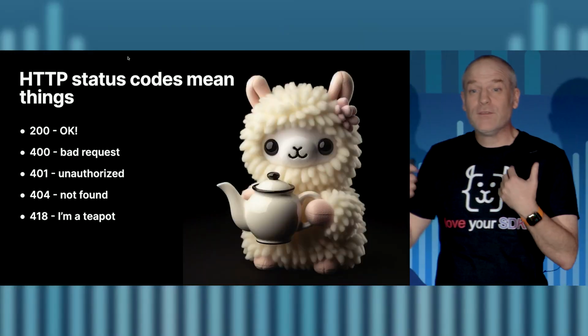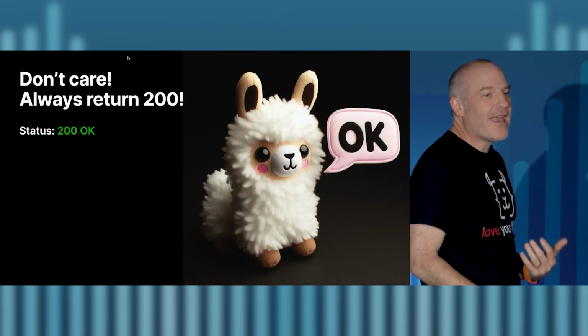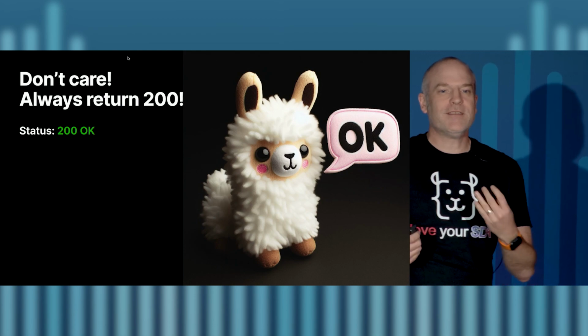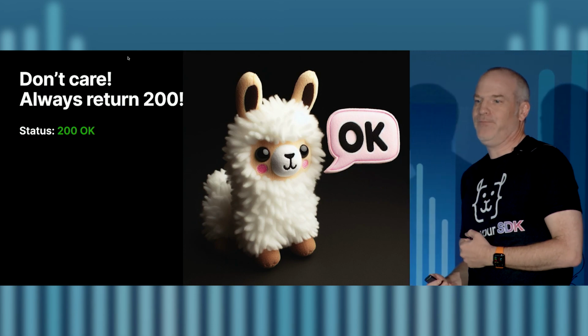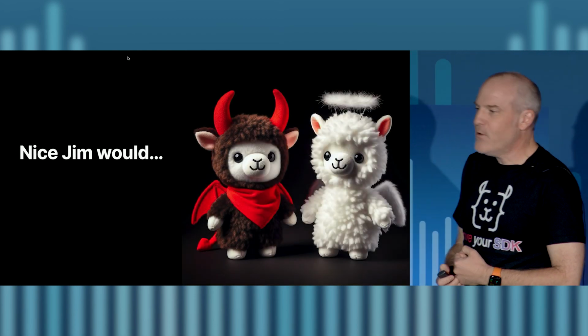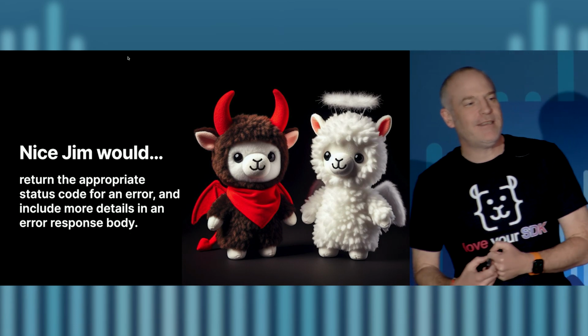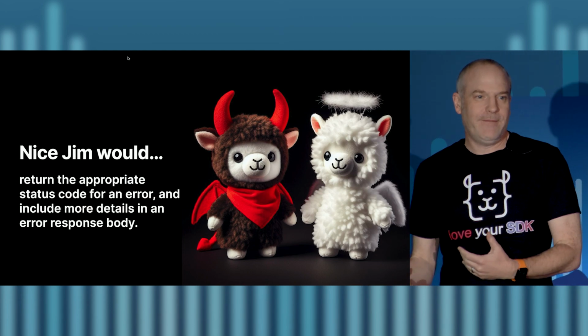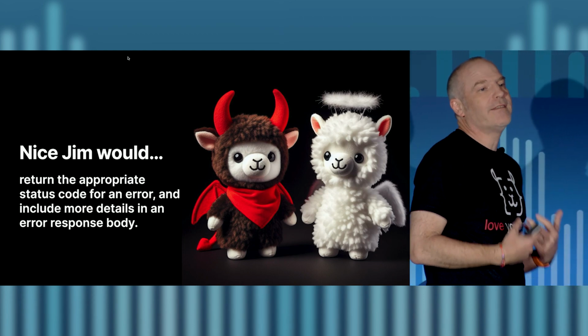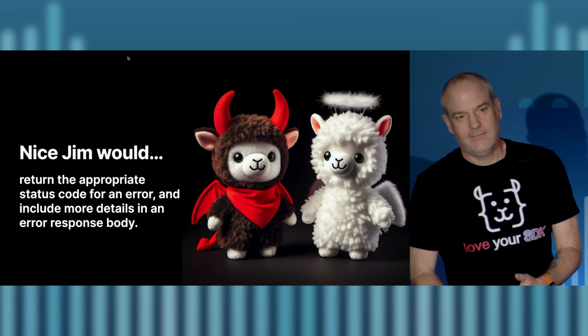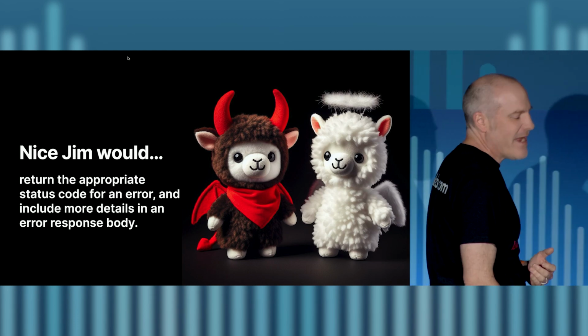But these codes are supposed to mean something. But we don't care, do we? We don't care. We're always going to return a 200, because that way client code will not crash. Now, what would Nice Jim do? Nice Jim would actually return the appropriate status code and give more details in the error body. And then it's the responsibility of the client to handle these correctly. But we're not nice, as I keep saying. We're not nice.